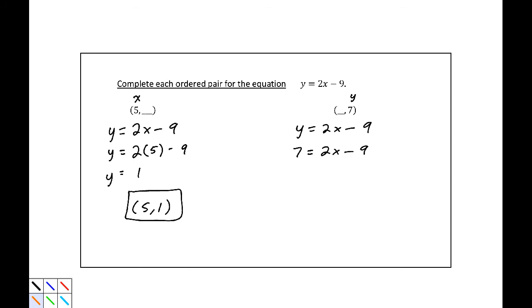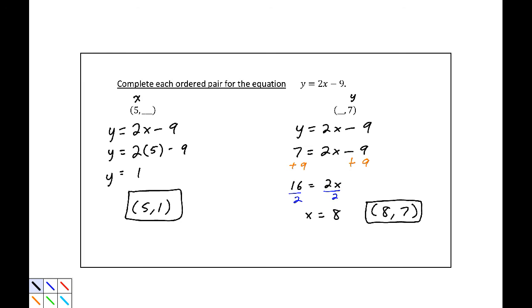So we'll add 9 to both sides. Adding that to the 7, we get 16 equals 2x. And then dividing by 2, 16 divided by 2 is 8. So x equals 8, which tells us that our complete ordered pair is (8, 7).